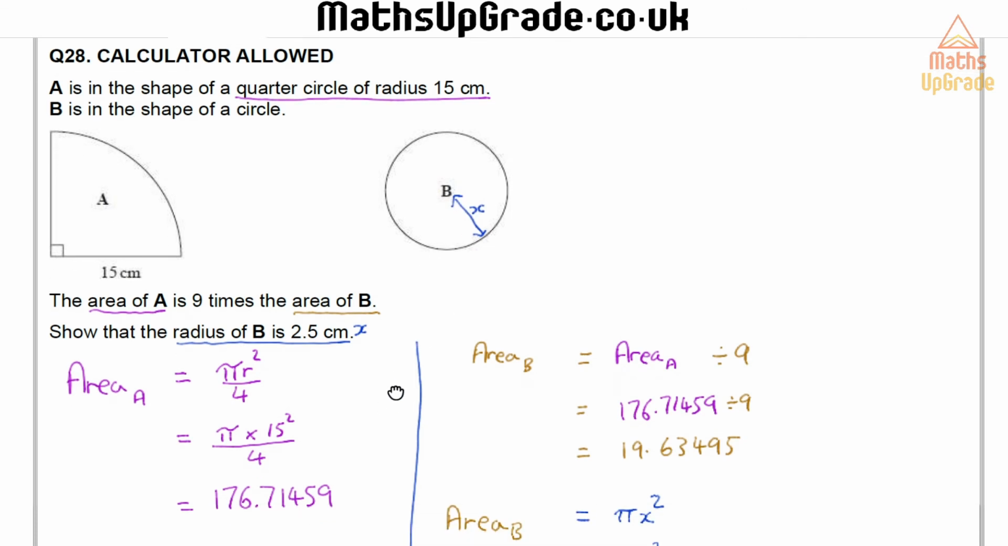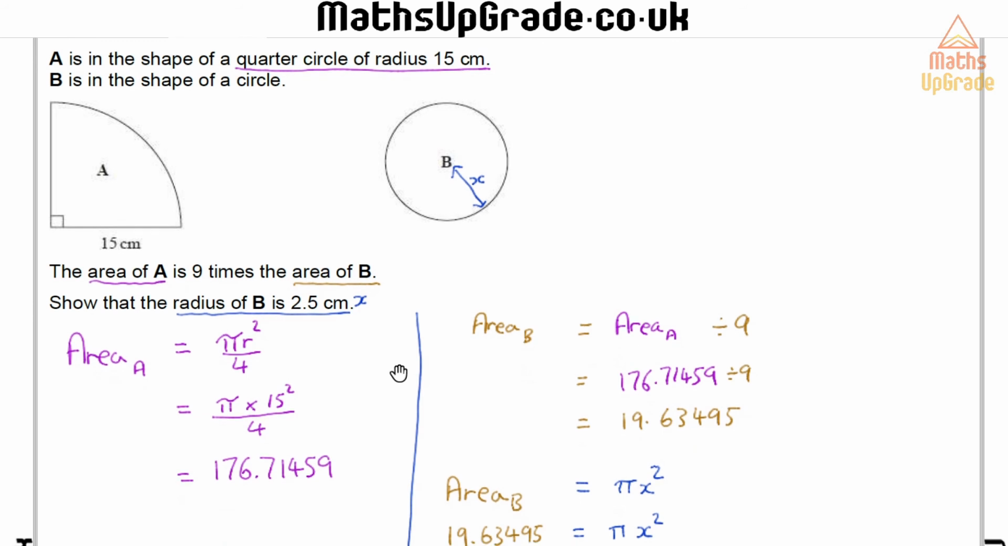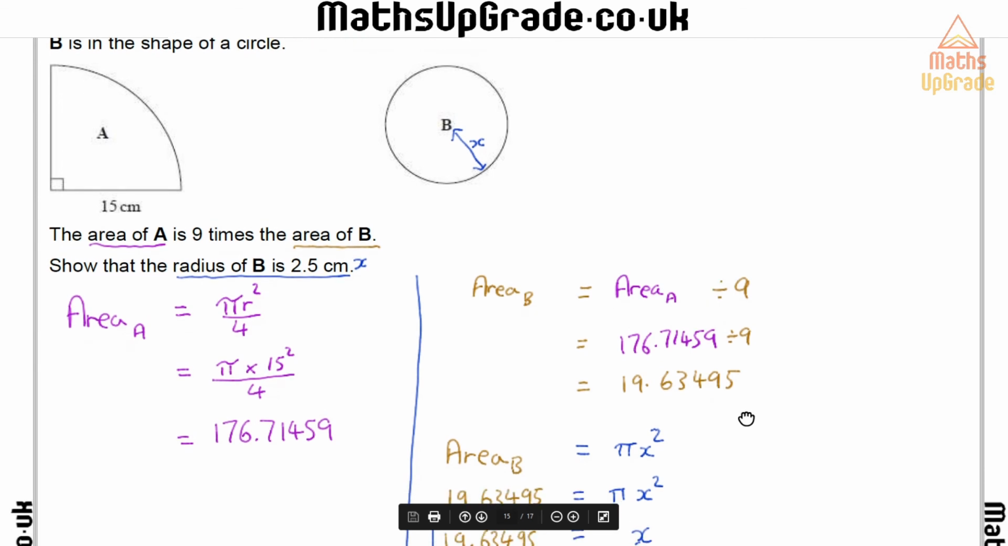So first of all, the area of A. Since it's a quarter circle of radius 15, I can do pi r squared, but then divide it by 4 because it's a quarter of a circle. That would give me 176.7. That's the area of A. Now the area of B: the area of A is 9 times greater than the area of B. So the area of B must be the area of A divided by 9, because this is a lot smaller. So divide the area of A by 9, and I get 19.63.